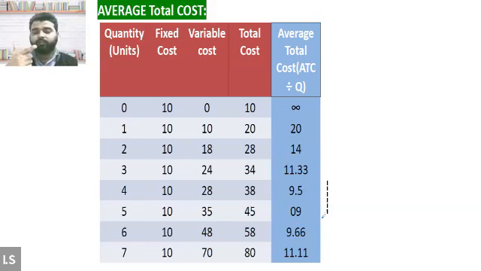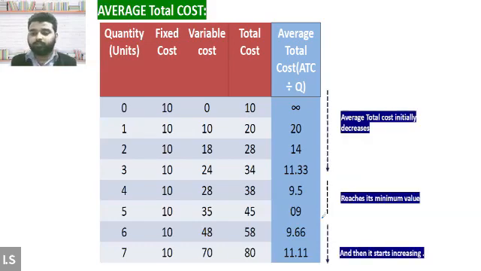Whenever you compare the AVC and ATC curves, both will look exactly the same because both have a similar pattern and behavior. But you will find that ATC will always fall above the AVC, since ATC contains 2 components, AFC and AVC, whereas average variable cost will always be below the average total cost curve since it does not contain any other component.